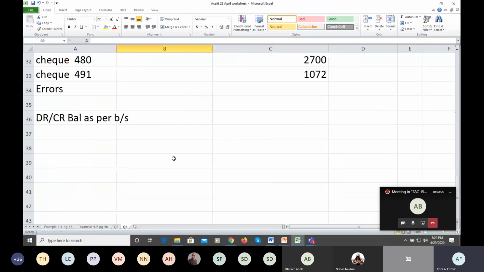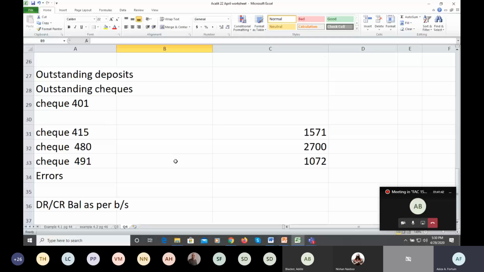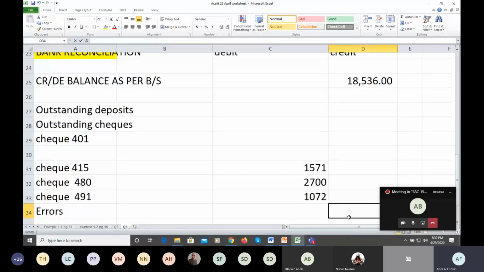Right. Then they say to me, a check for 3020 withdrawn by another client of the bank was erroneously entered on the bank statement of Owen. Okay, so we're going to have to credit that one because it was erroneously debited. So now we have to go and credit it on my bank statement. Okay.